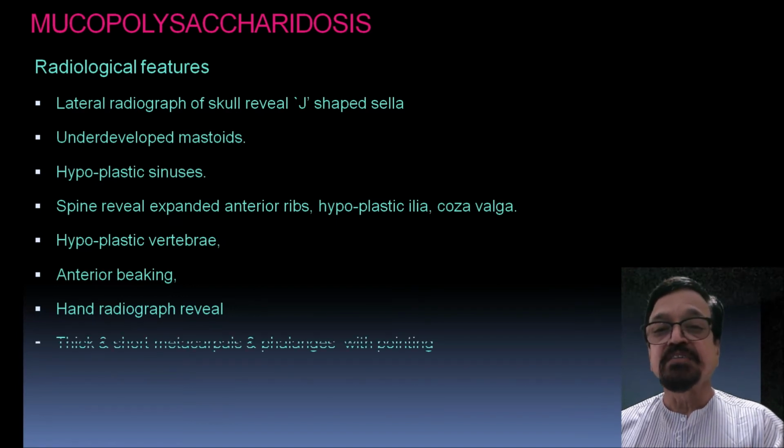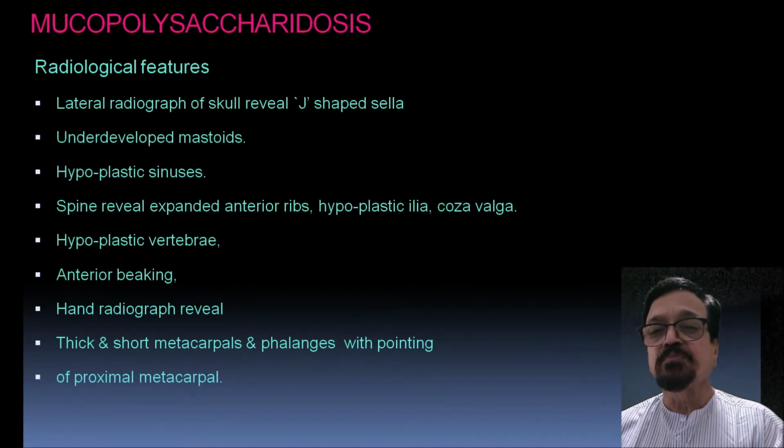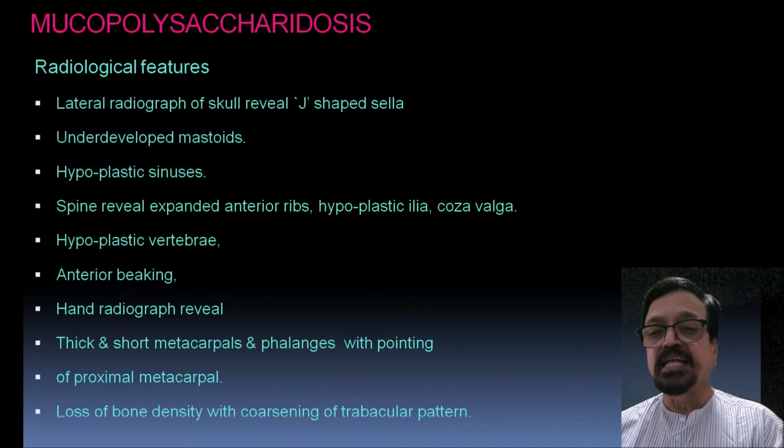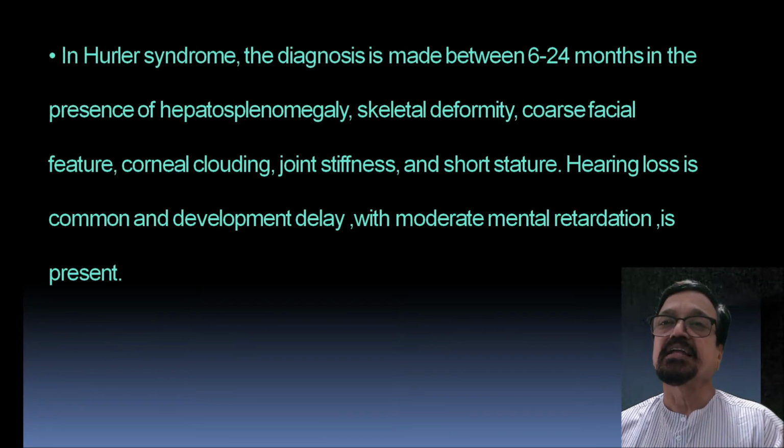Then hand radiograph reveals thick and short metacarpals and phalanges with pointing of proximal metacarpals, and loss of bone density and coarsening of the trabecular pattern.